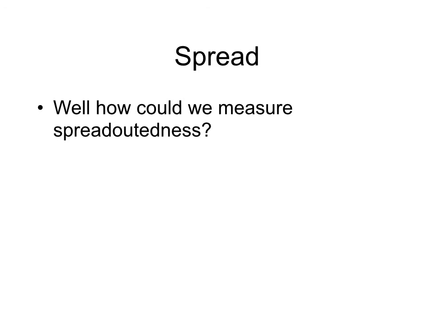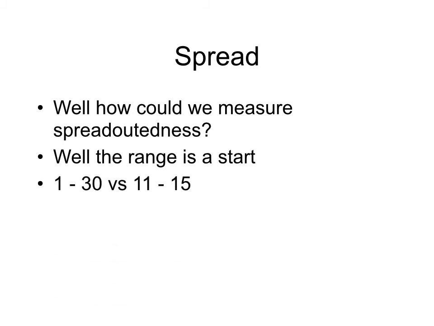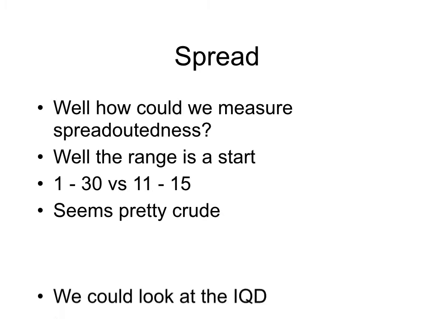So we kind of talk about spread. How could we measure spread-outness? Because we want to measure stuff. We want to have a number. The range is a start, lowest to highest. That's obviously a way to begin. Okay, 1 to 30 versus 11 to 15, that's good. So that tells us something. The first one's more spread out than the second one. That's pretty crude, though, isn't it? It's not going to tell us much. It has its use, but it doesn't tell us the whole story.